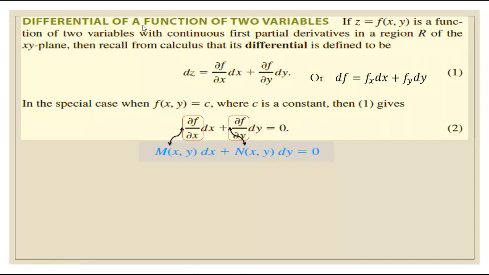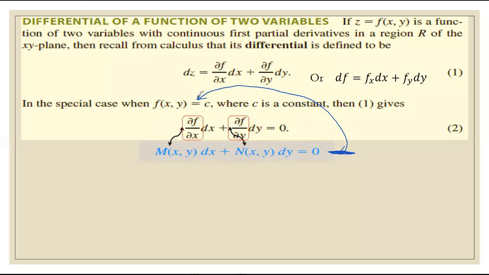Now, look what I need of you to understand. Sometimes I will give you this, and you need to go to this. How to do that? Take the differential for both sides and call the partial derivative of f with respect to x m and the partial derivative of f with respect to y n. So it's very easy. Now, in the opposite way, if I give you this and I need you to give me this, I think it's easy for you. If you understand that m is the partial derivative with respect to x, and n is the partial derivative with respect to y, you can easily go from this to this.